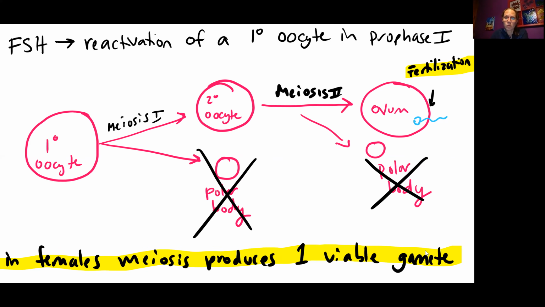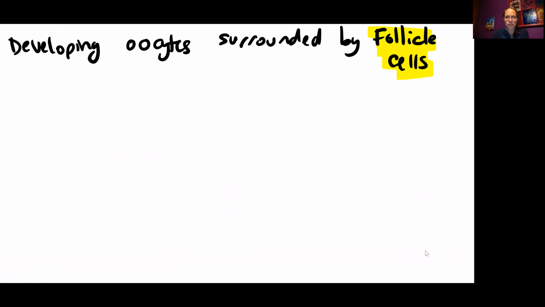So notice when we're looking at oogenesis that because of the formation of polar bodies, the female is only producing one viable gamete with each meiotic event. So only one ovum is going to be produced as a result of that primary oocyte finishing meiosis. Those polar bodies are disintegrated and removed by the body, so they are not ever a viable gamete.